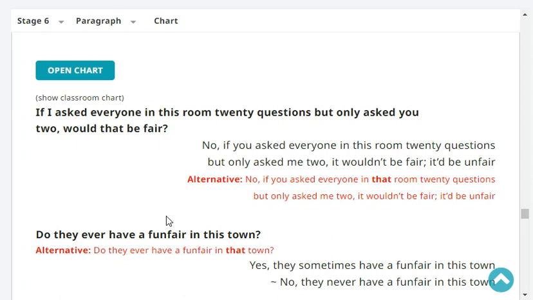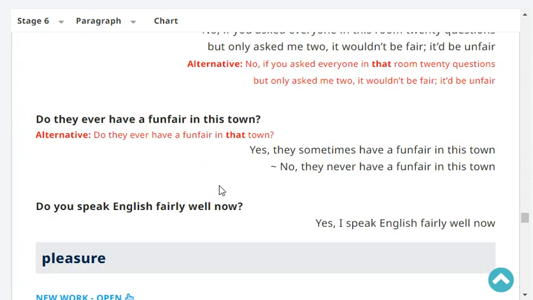If I ask everyone in this room 20 questions but only ask you two, would that be fair? No. If you ask everyone in this room 20 questions but only ask me two, it wouldn't be fair. It'd be unfair.